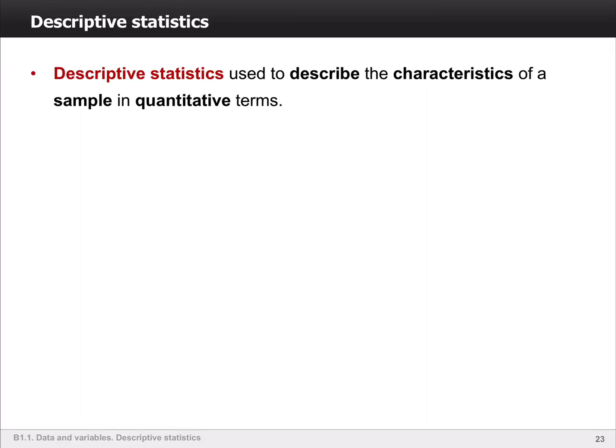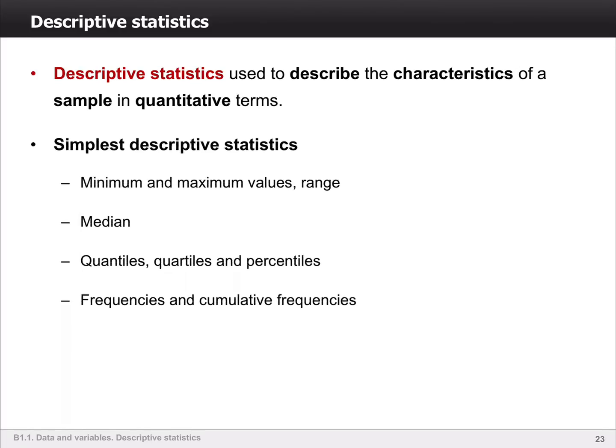We will start with very simple statistics, which don't need any assumption about what's going on in your population. First of all, it's the minimum and maximum values, and the range. Range is just the difference between the max and the min. Then the median, which is a good estimate of a center. Then we will learn a little bit more sophisticated things like quantiles, quartiles, percentiles, and then end up with frequencies and cumulative frequencies. And at the end of this lecture, we'll also talk about density. So let's start with some statistics.